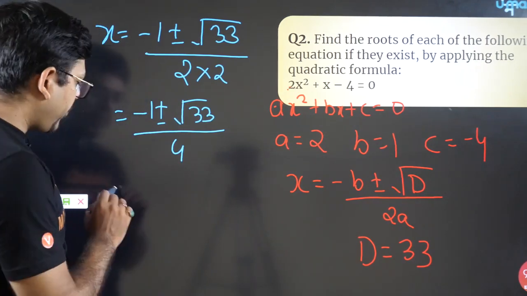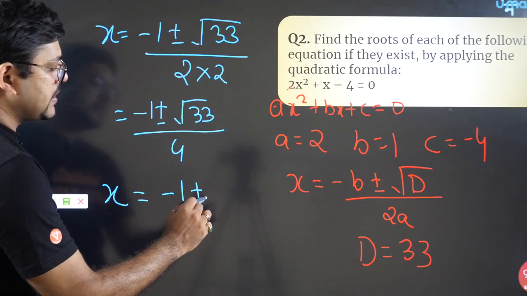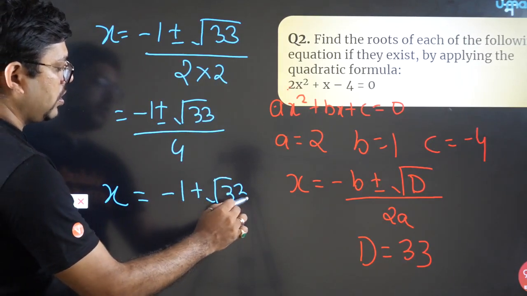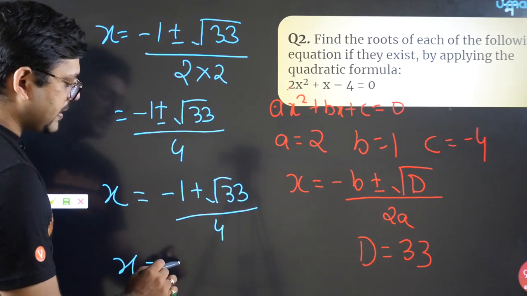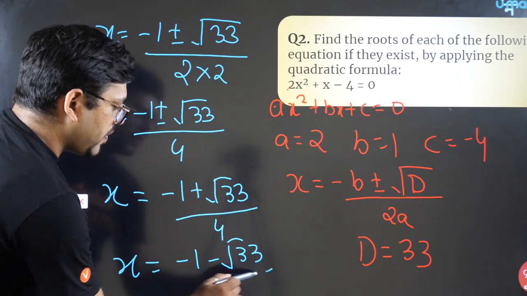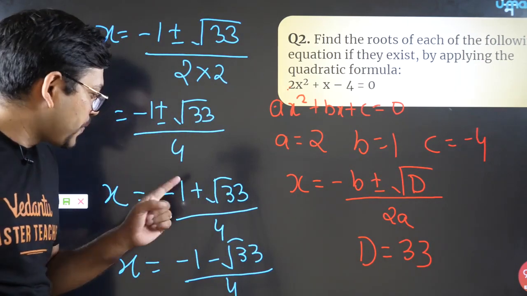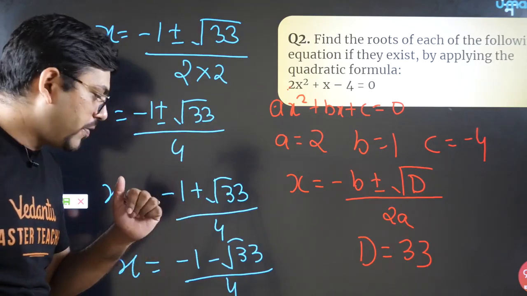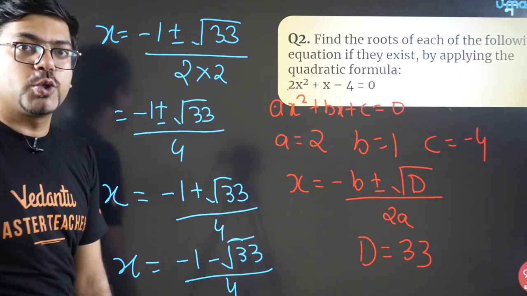Cool. So what we have got is x is equal to minus 1 plus root 33 divided by 4. And the second thing we got, x equals minus 1 minus root 33 divided by 4. So these will be the two zeros. Minus 1 plus root 33 divided by 4, minus 1 minus root 33 divided by 4. And we have got the two zeros.